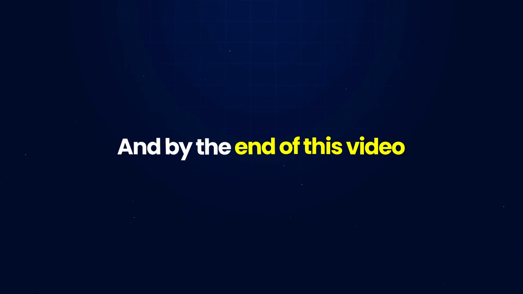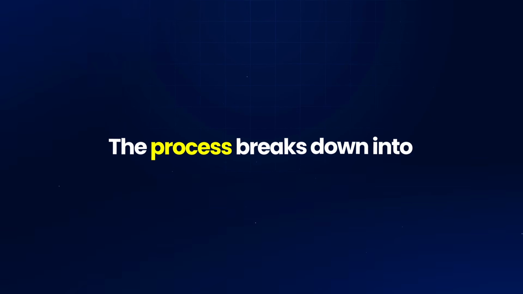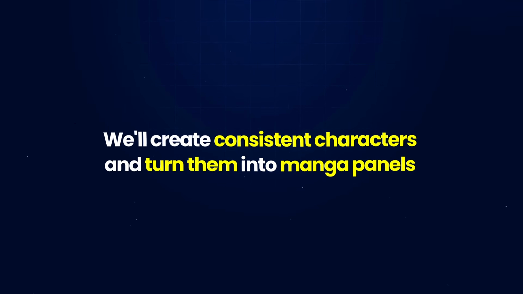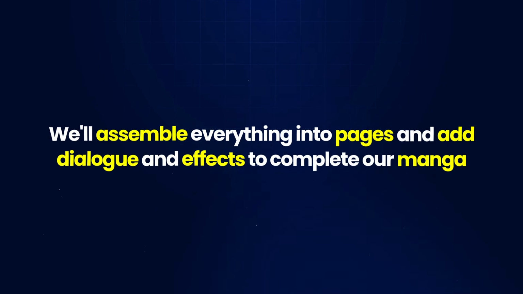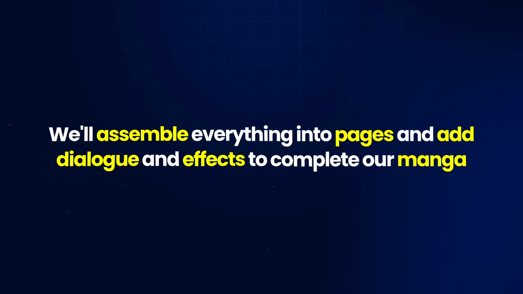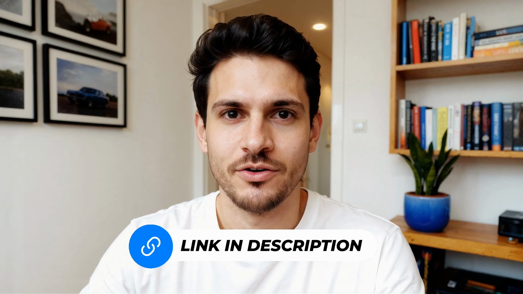And by the end of this video, you'll know exactly how to do it yourself, step by step, without needing any drawing skills whatsoever. The process breaks down into 3 simple steps. First, we'll generate our story and panel breakdown. Then, we'll create consistent characters and turn them into manga panels. Finally, we'll assemble everything into pages and add dialogue and effects to complete our manga. All the tools I'm using are linked in the description below, so let's get started.